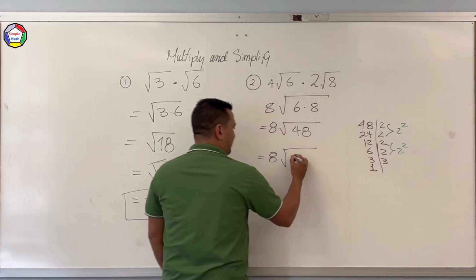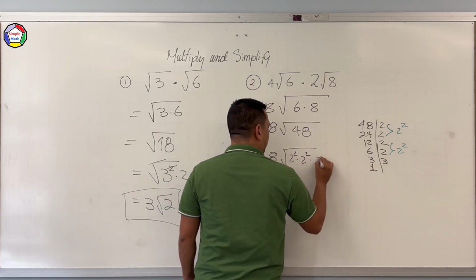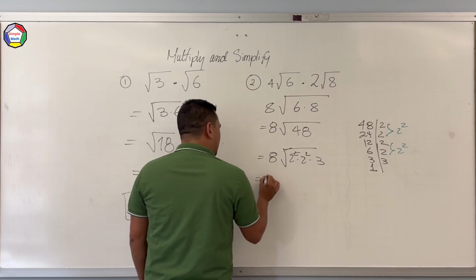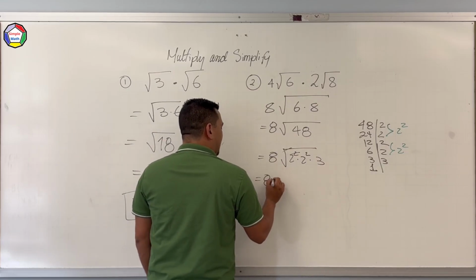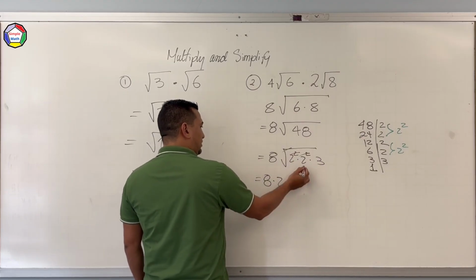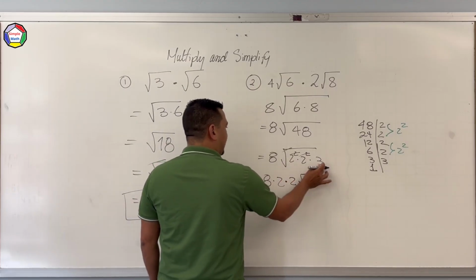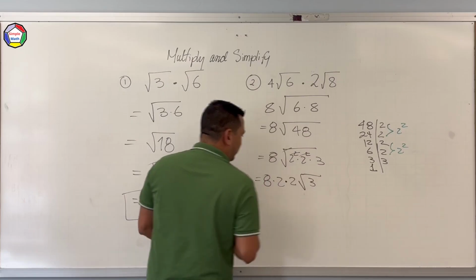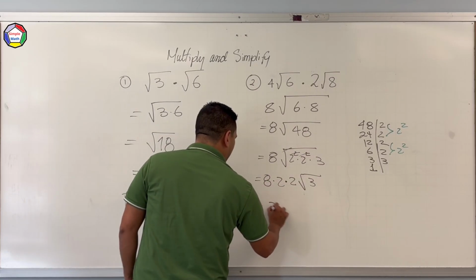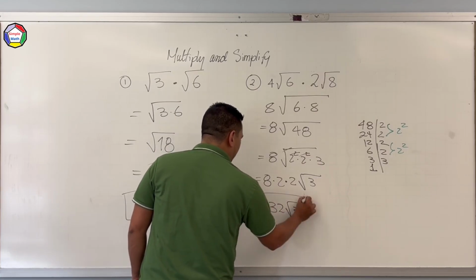But 48 is the same as 2 squared times 2 squared times 3. Remember the property. I can take these two out. So that is equal to 8 times these two out, and then I can take out these two as well, so times 2. And inside I have to keep the square root of 3. 2 times 2 is 4. 4 times 8 is 32. So the final answer, or the answer in the simplest form, is 32 square root of 3.